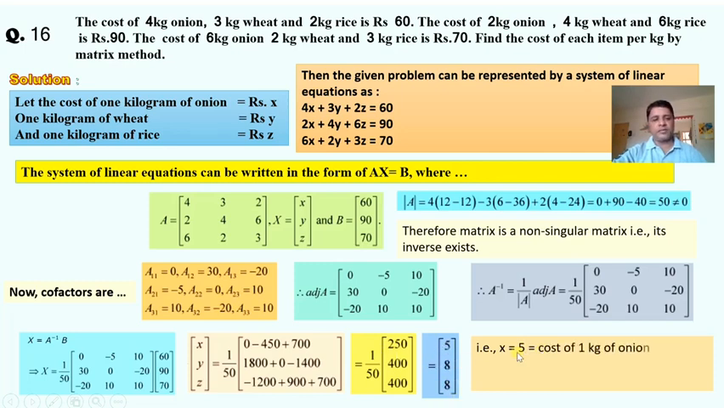X is equal to 5, that we had supposed the cost of 1 kilogram of onion. Y is equal to 8, that is the cost of 1 kilogram of wheat, and z is equal to rupees 8, that is the cost of 1 kilogram of rice. So what all things we had supposed in the beginning, we got in the form of the cost of the commodities. So that's all about this question.